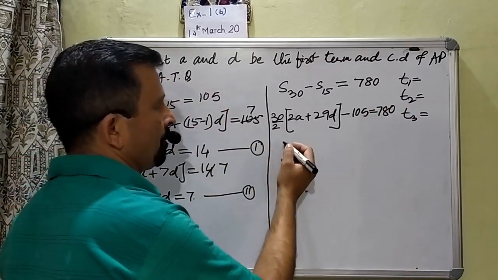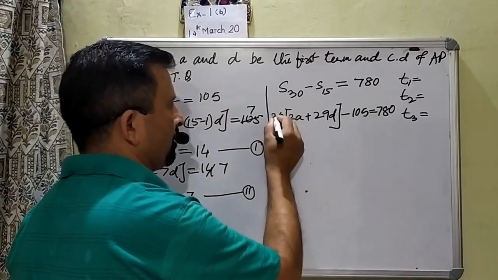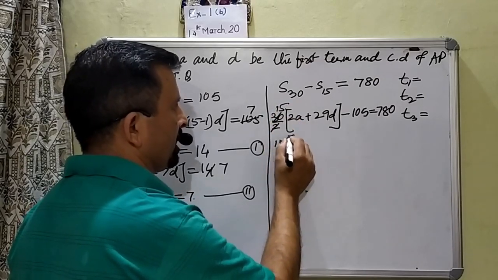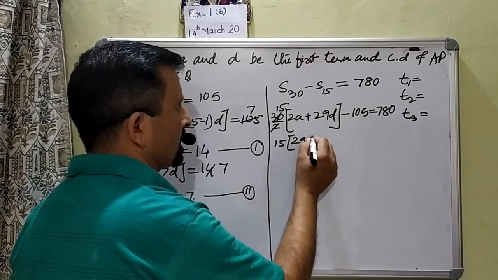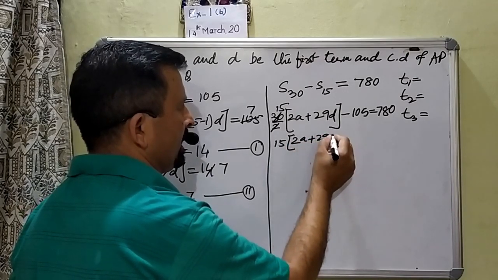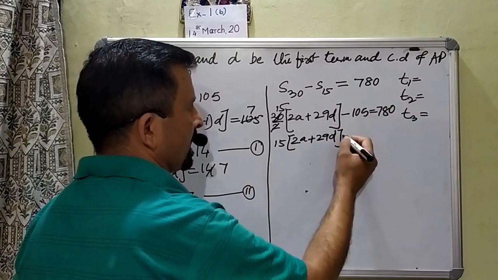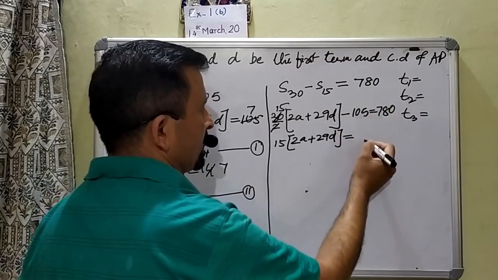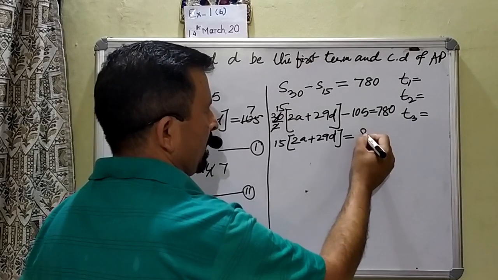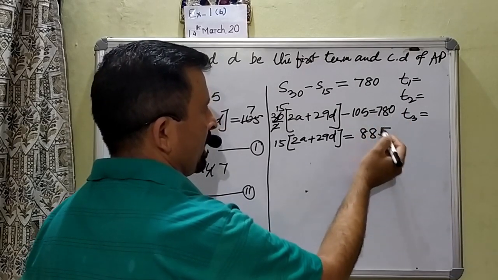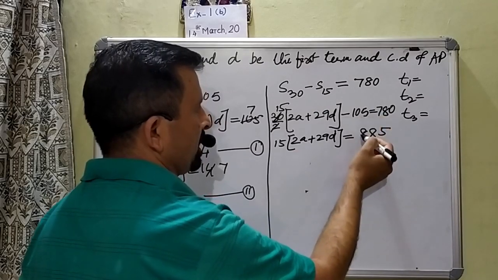Now we can simplify. Now we can write this as 15 into 2a plus 29d. This 105 can go to the other side and then it will be added to 780. So it will become 885. 5 plus 0, 5. 8 as it is, and 7 plus 1, 885.